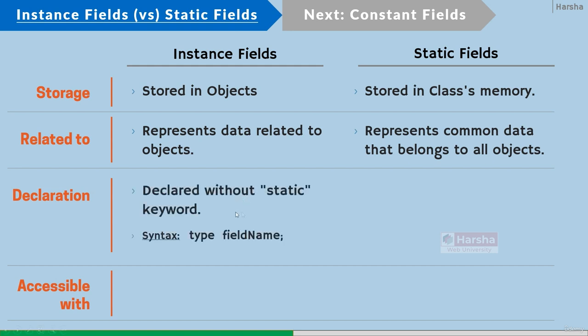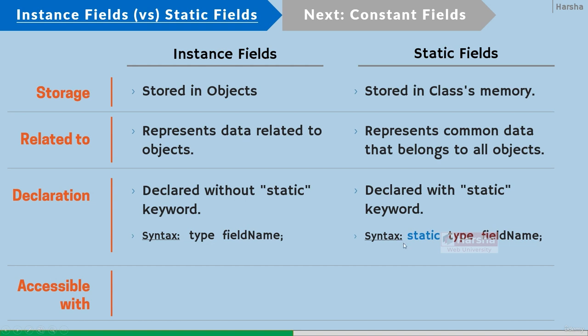Instance fields are declared without static keyword. That means they are created with regular syntax. But in order to declare the static field, you require to use the static modifier while declaring the field. Instance fields are accessible with object only. Without object, instance fields cannot be accessible. When you talk about outside the class, you require to create object and you require to store the object reference in a variable that is called reference variable. And overall, through the reference variable only, instance fields are accessible.